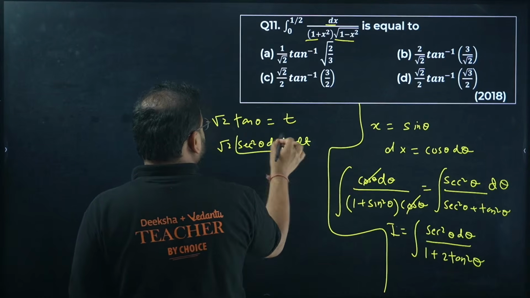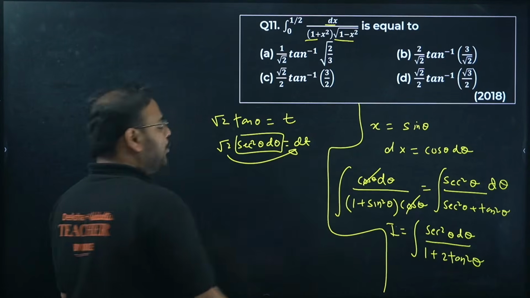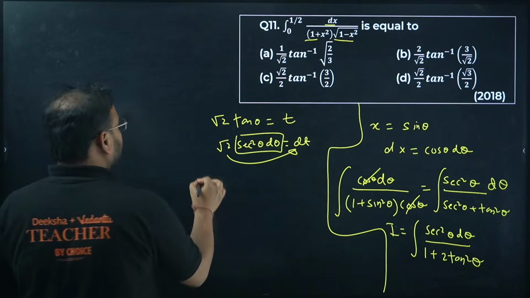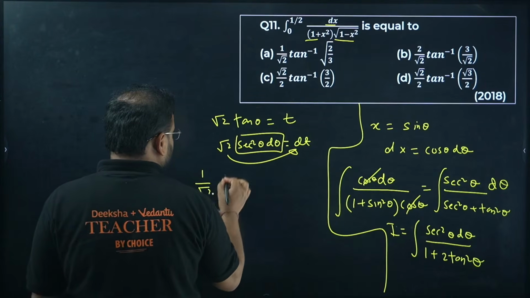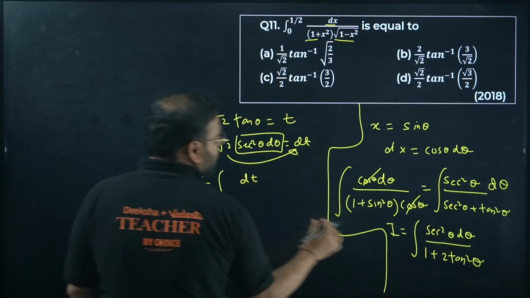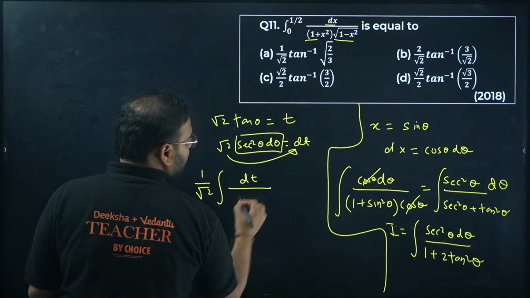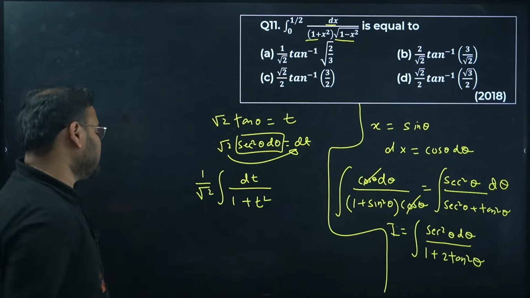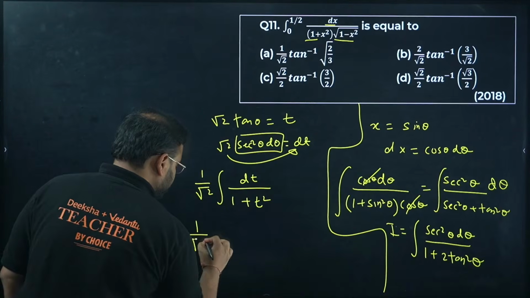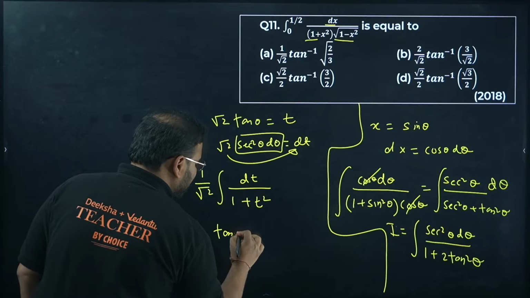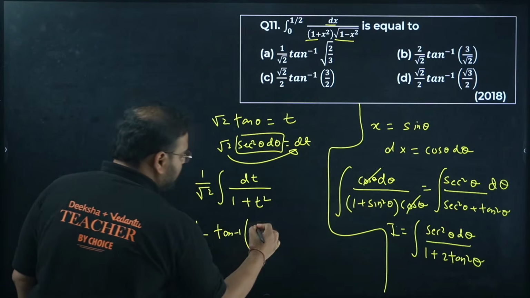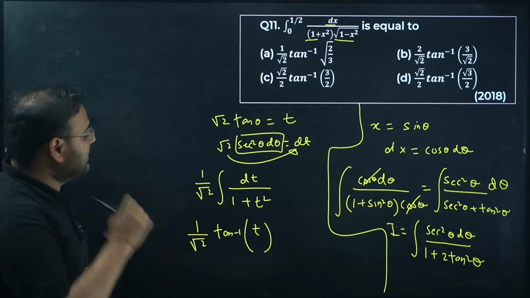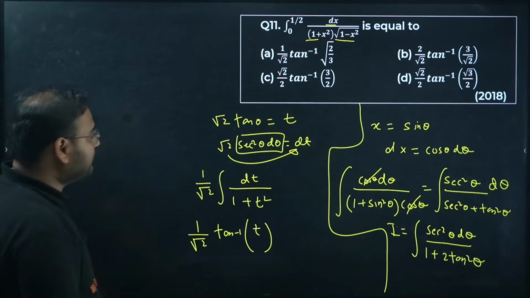So clearly this value is what? dt by root 2. Replace that, you'll get 1 by root 2 outside. Integration is going to be there. This whole thing becomes dt, and over here we'll have 1 plus t square. Check. Tan inverse of t is there. Correct?